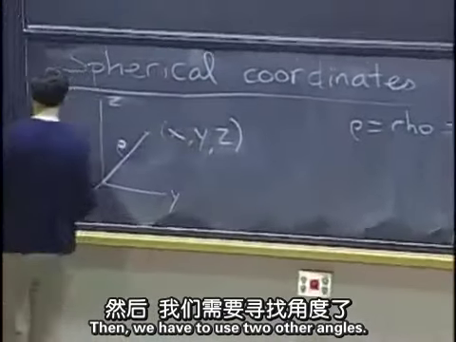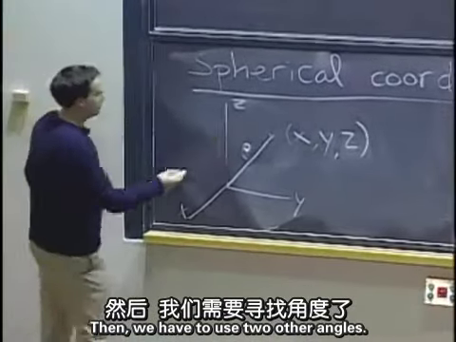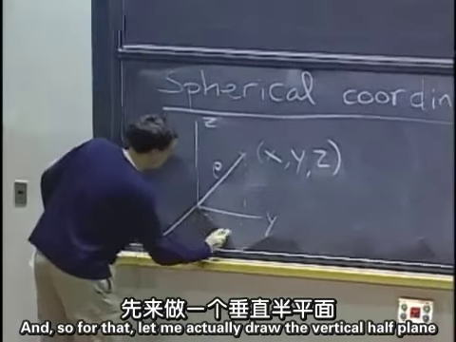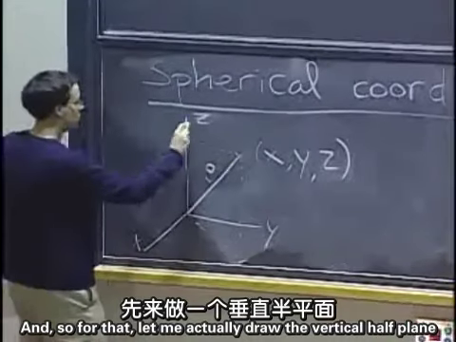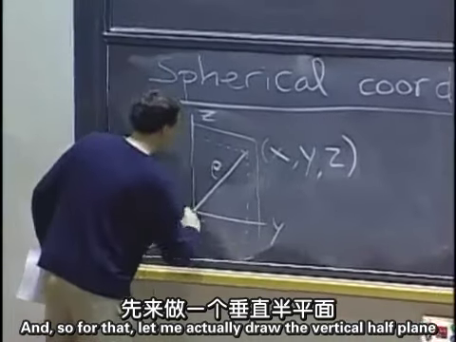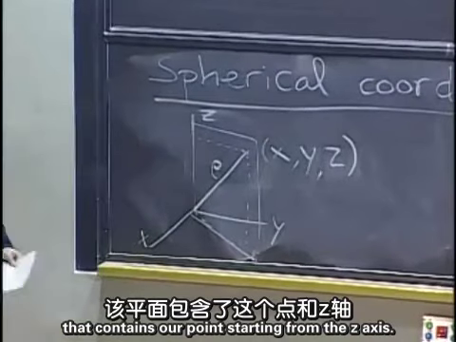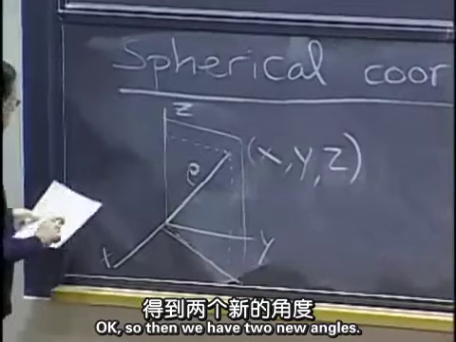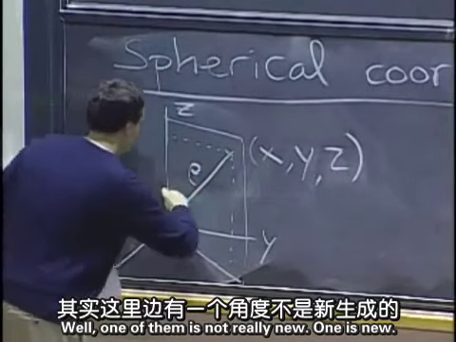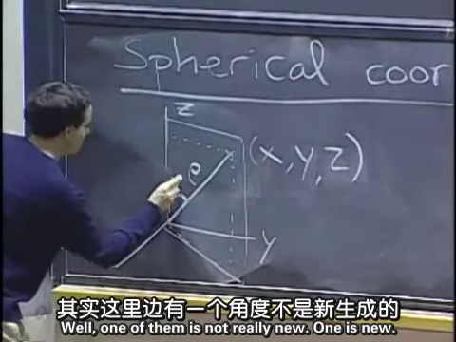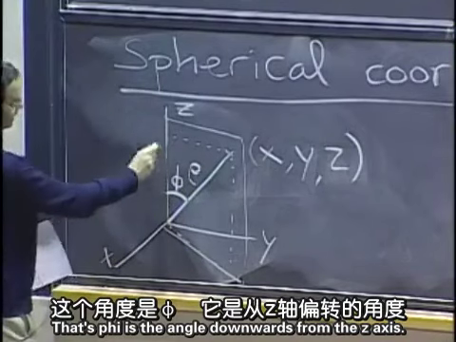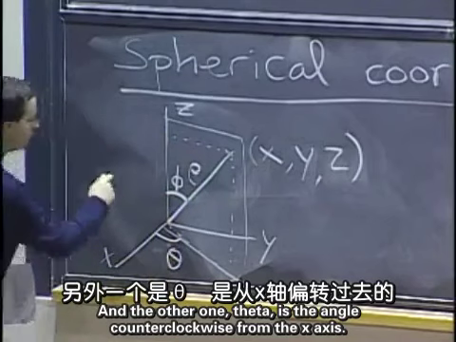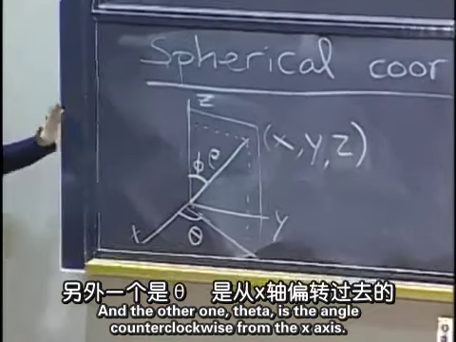Then we have to use two other angles. And so for that, let me draw the vertical half plane that contains our point, starting from the z-axis. Okay? So then we have two new angles. Well, one of them is not really new. One is new, that phi is the angle downward from the z-axis, and the other one, theta, is the angle counterclockwise from the x-axis.